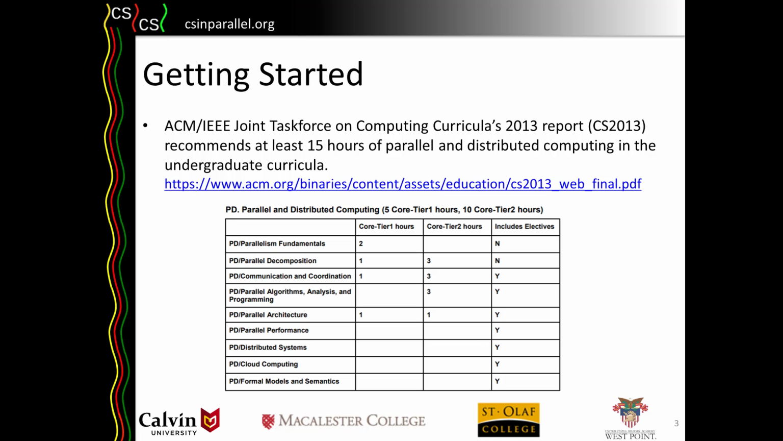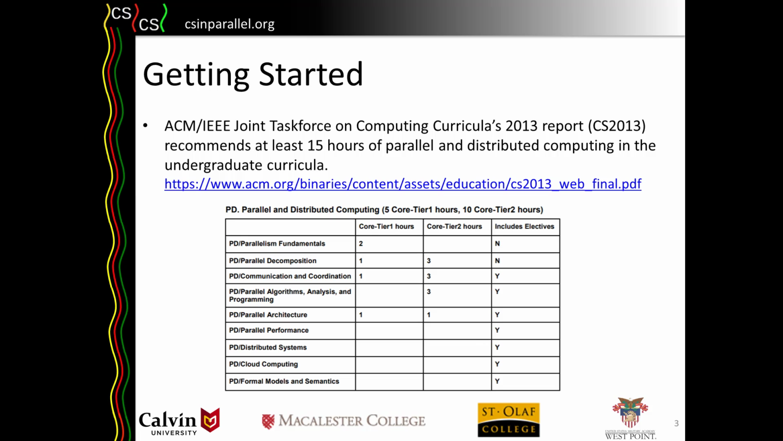When thinking about how to integrate PDC, there are two documents we encourage you to focus on. The first is the ACM-IEEE Joint Task Force on Computing Curricula's 2013 report, more commonly known as CS 2013, which recommends that CS students be exposed to at least 15 hours of PDC in their undergraduate curriculum. CS 2013 defines several PDC knowledge units and associated learning outcomes. Each learning outcome is classified as either core Tier 1 or Tier 2, or as elective content. CS 2013 recommends that a CS program covers all Tier 1 content, at least 80% of Tier 2 content, and a significant component of elective topics.